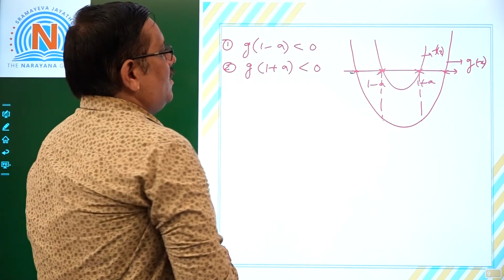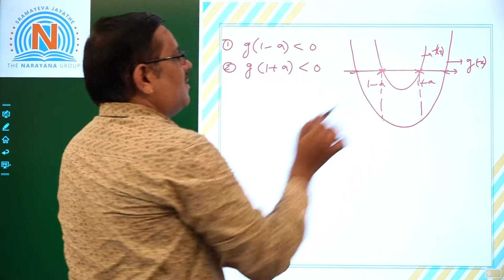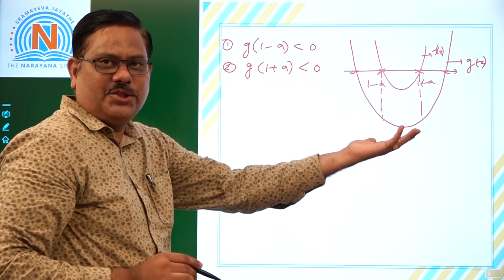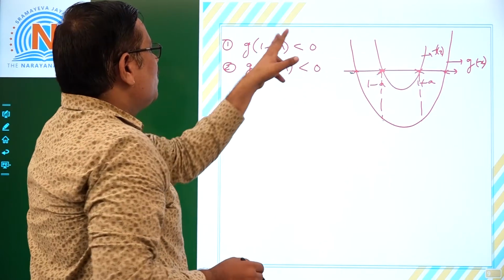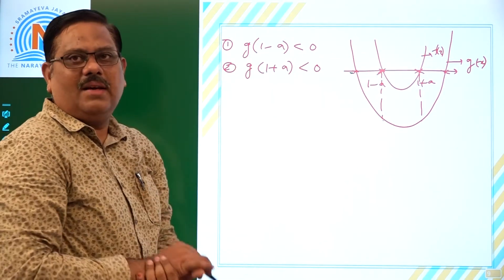Now, both the discriminants are greater than 0. Discriminant of this is greater than 0, discriminant of this is also greater than 0. But these two conditions are sufficient to write the answer.